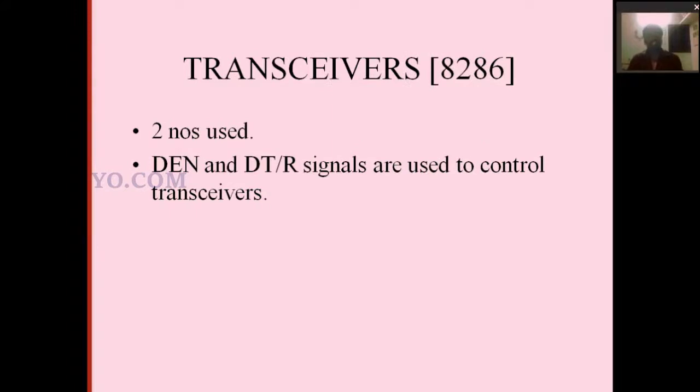The second one is the transceiver; two transceivers are used. The transceiver controls the data flow direction, whether it is in the forward direction or in the reverse direction. That is controlled by the 8286 transceiver, and the DEN and DT/R bar signals are used to control it. So this is the data transfer control.